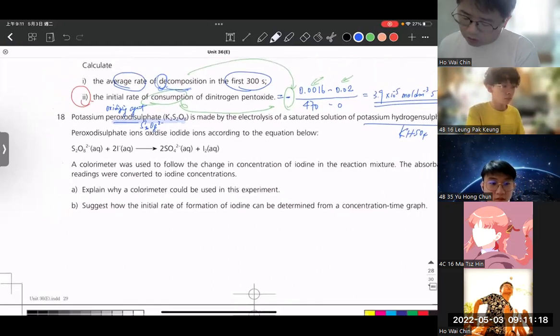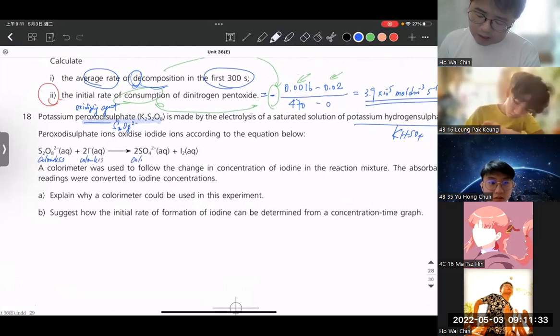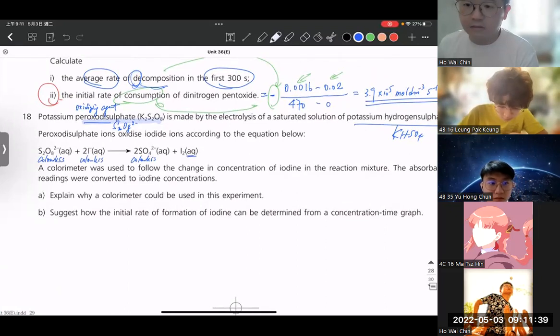Now you may check on the web, and you may soon realize that peroxydisulfate is colorless. Iodide is also colorless. Sulfate is colorless. How about iodine solution? Iodine solution, what is the color? Just like last lesson, I keep on asking this question. What is the color?